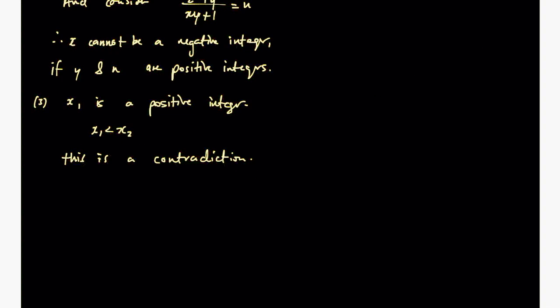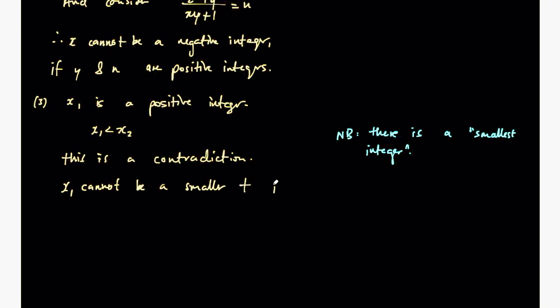This is a contradiction. And I'm just going to make that note just to make it really clear that there is a smallest integer. So eventually you get down to that smallest integer. You say, well, there's still a smaller integer. No, there's not. That's a contradiction. So let's say that x1 cannot be a smaller positive integer. Therefore, one of our assumptions is wrong.